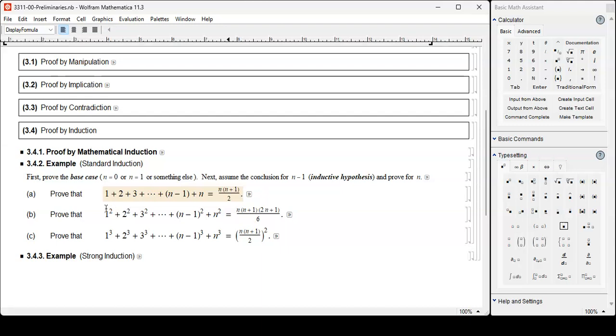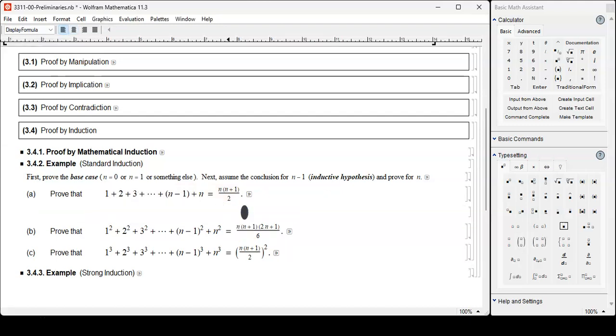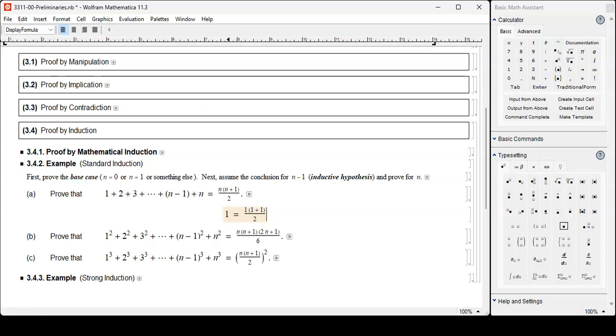So in this case, we prove the base case. It's starting from 1 clearly, so we don't have anything here in that case. N is equal to 1, which means, is this true? 1 is equal to 1 times 1 plus 1 over 2. Is this true? That's true. 1 equals 2 over 2. Yeah, that's true. So base case is true.